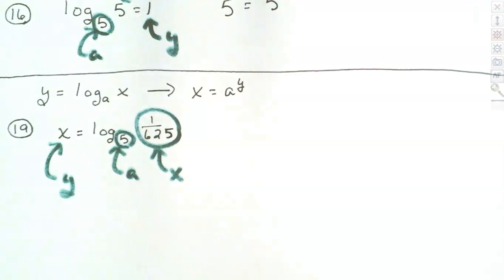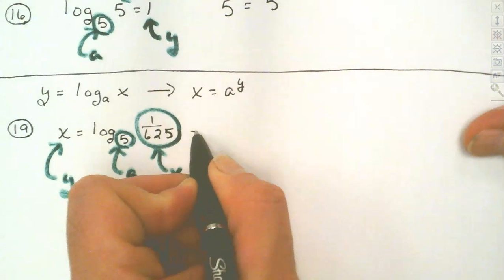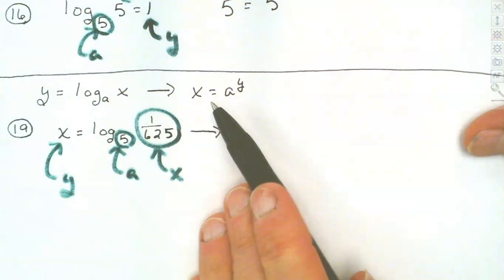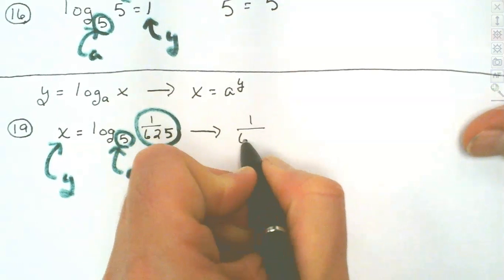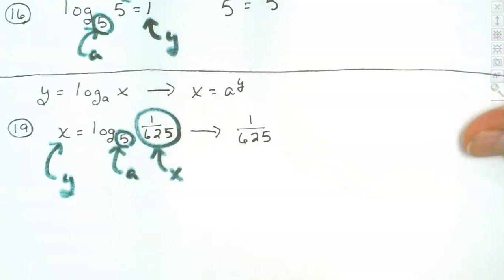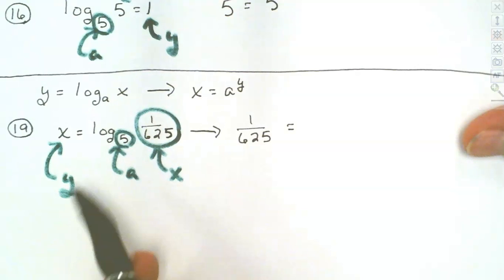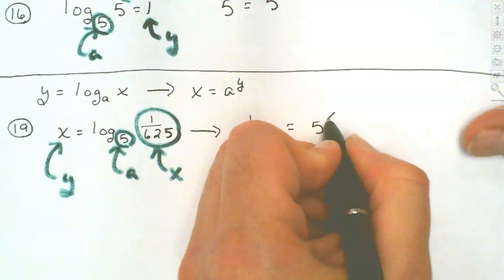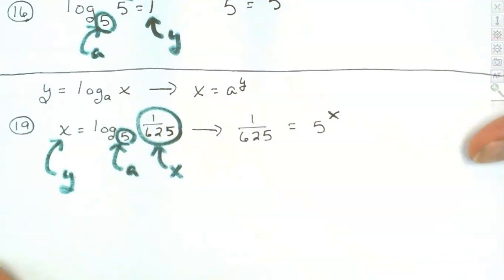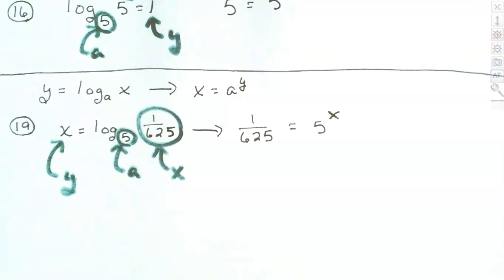Now we're going to transform this so we can actually solve it. So let's go ahead now and try to transform. Look at your formula and look at where the pieces go. X. What was our x? We labeled x as 1 over 625. What is that going to equal? Well, that's going to equal a, which is 5, to the y, which is x. Now, we can solve this. We need to solve this equation here.